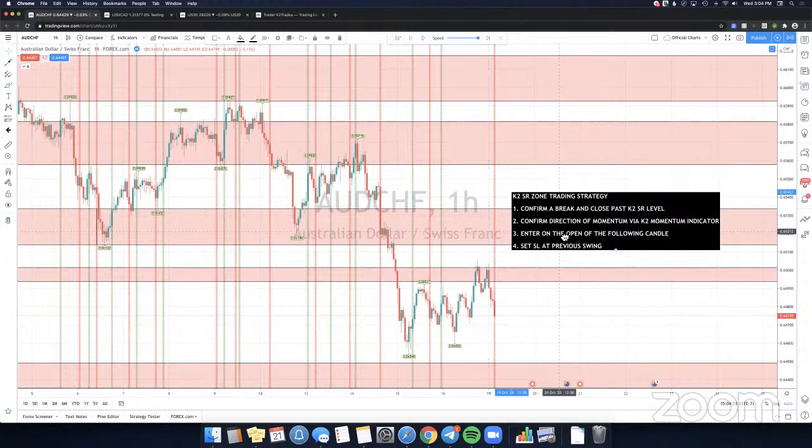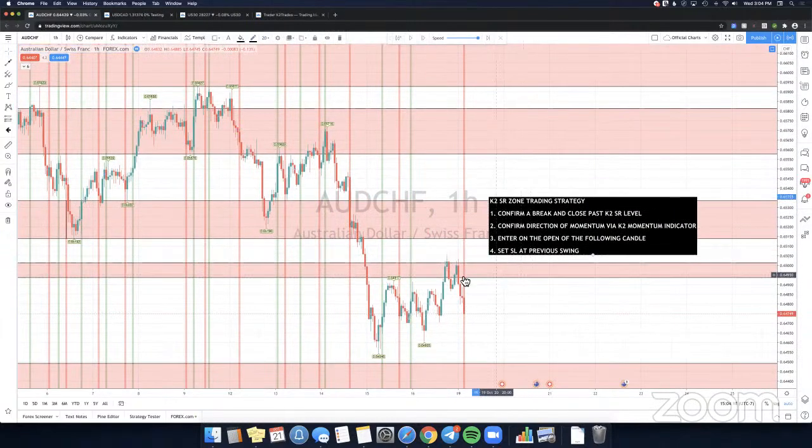So there could be two different catalysts. It could either be when price confirms and breaks and closes past the K2SR level, or it can be a K2 signal like this right here, because right here you can see that price broke the zone and it closed past it, but there was no momentum going that direction, so we wouldn't have taken this trade. But once we have this right here, this would confirm these two requirements. So there's no order for it. It just means that both of these have to line up.